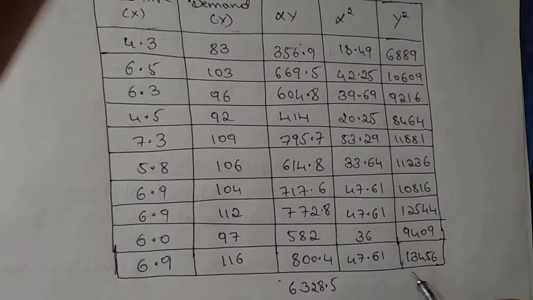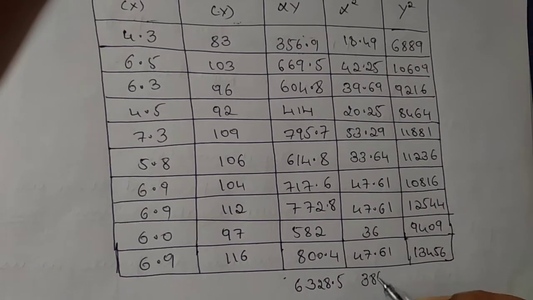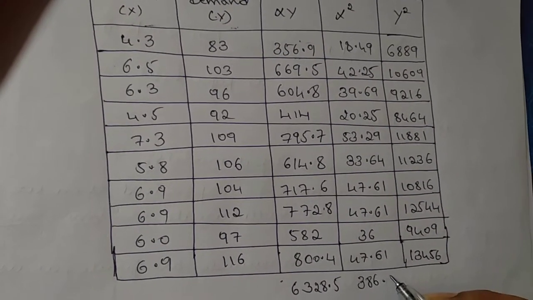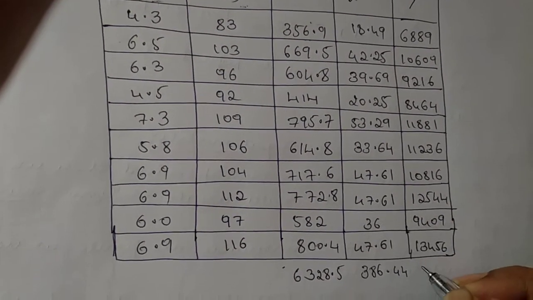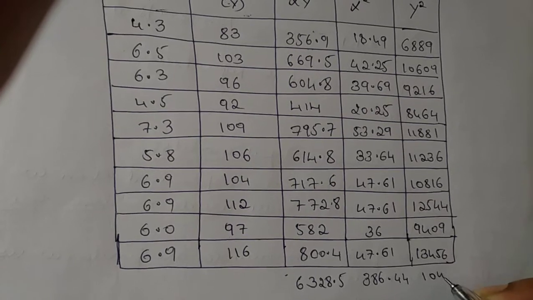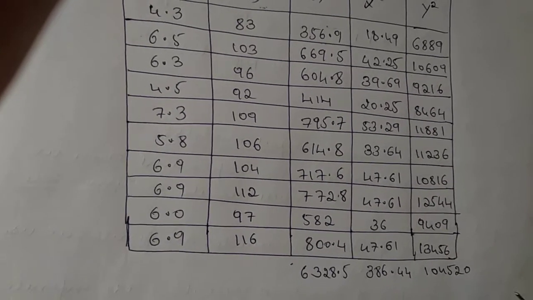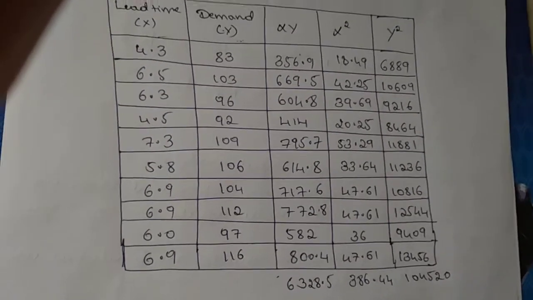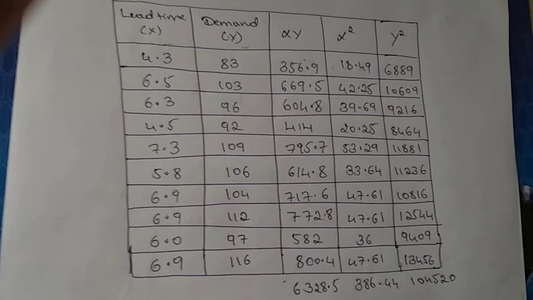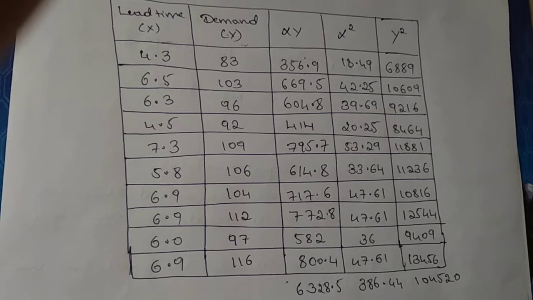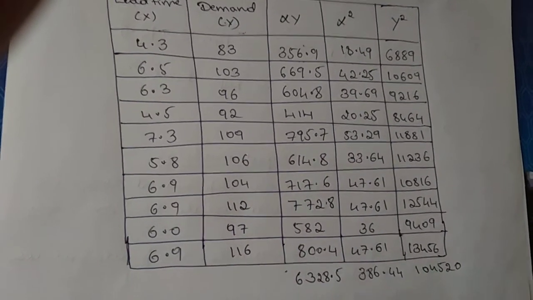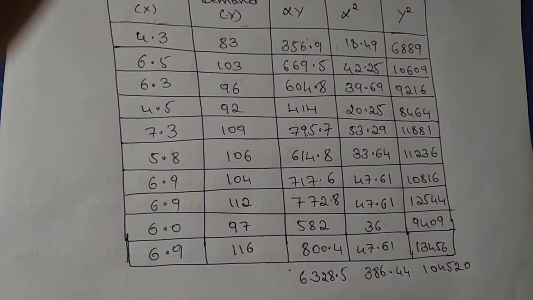Then summation of x square is 386.44. Then summation of y square is 1,04,520. Then here, lead time, summation of x and summation of y also you have to write.